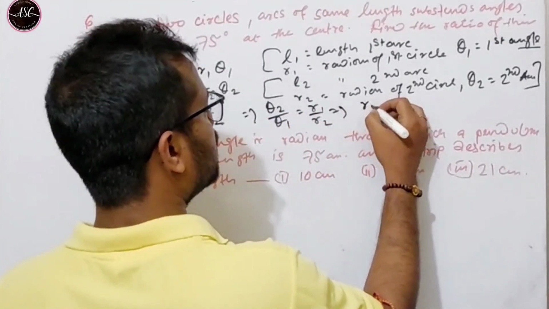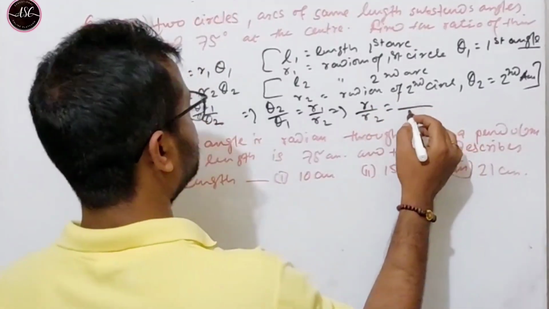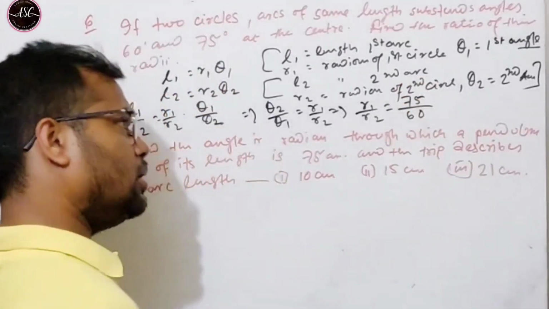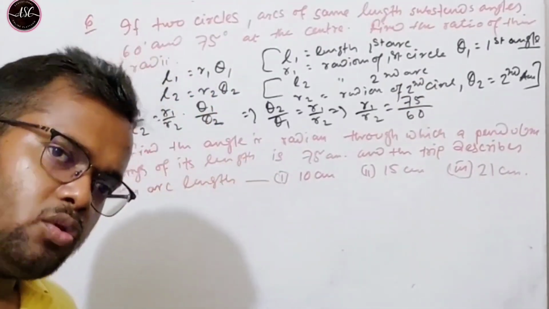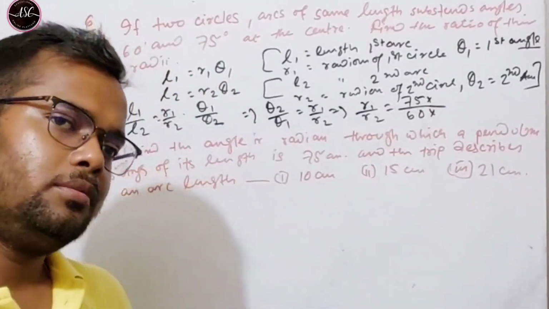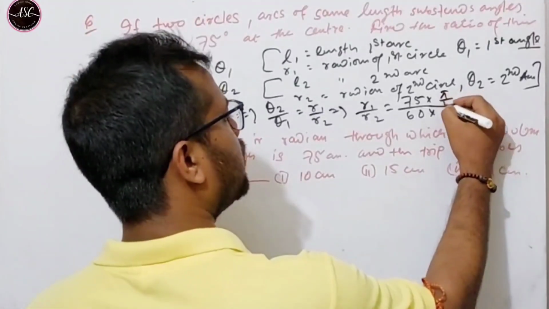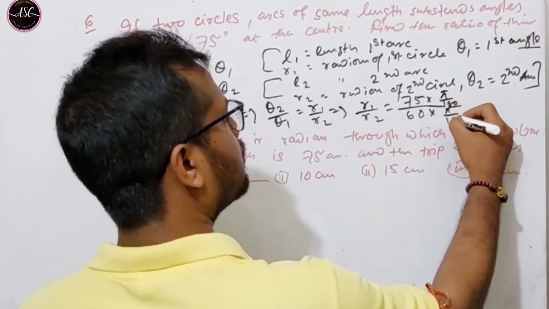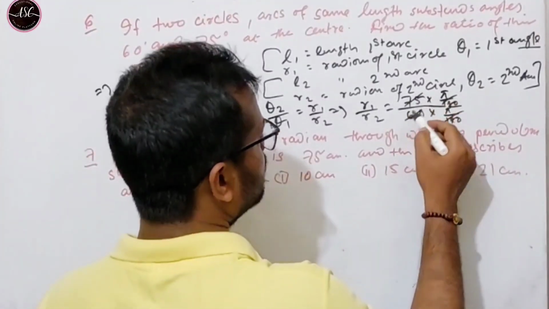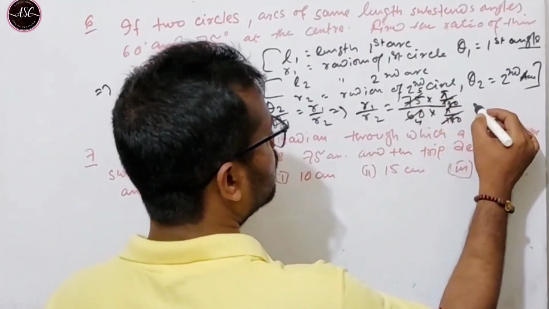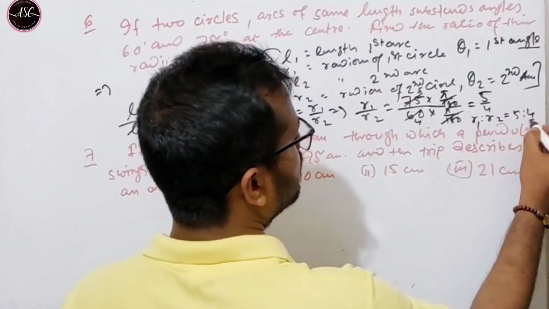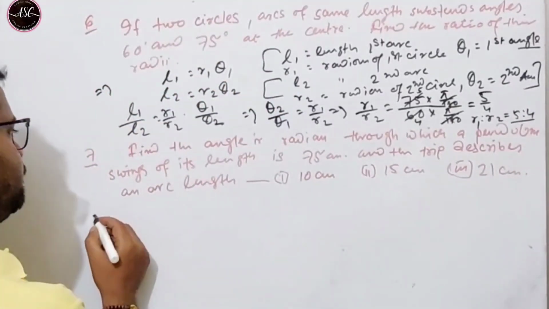Now putting the value of theta 1 and theta 2 we get theta 2 equal to 75 and this is 60. As these values are in degree, we have to convert this to radian. To convert this to radian, we have to multiply this with pi by 180. Then pi by 180 will be cancelled and there will be 5 and this is 4. 5 by 4. So ratio R1 is to R2 equal to 5 is to 4. Okay. Now question number 7.